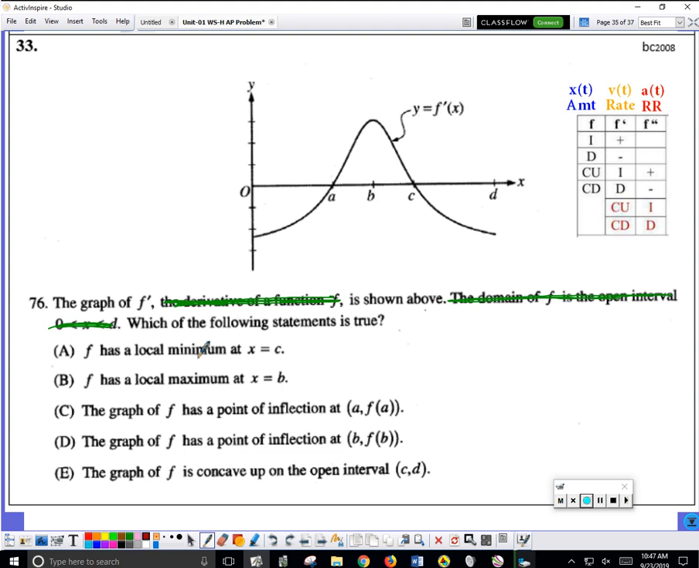Let's see, f has a local min when f changes from decrease to increase. So I'm looking to see when f does this, which means I need to see f prime doing this. So at x equals c, I observe the y-coordinates of f prime being positive, and then the y-coordinates being negative. It's backwards. So that's why this is false.